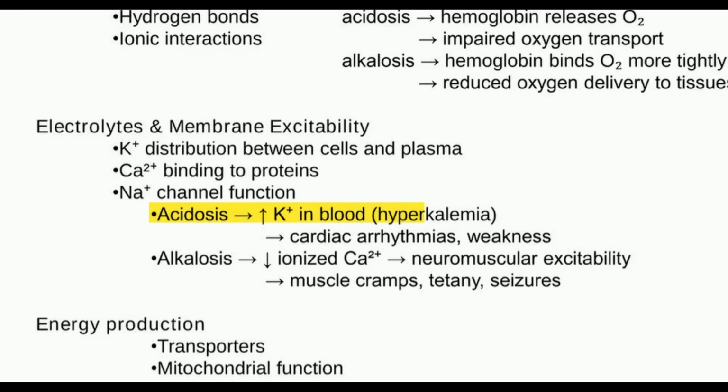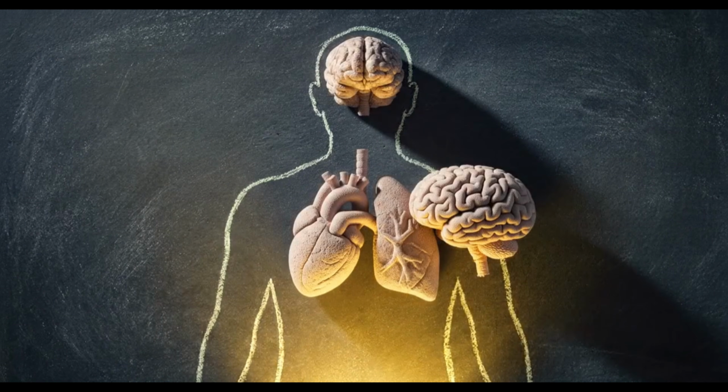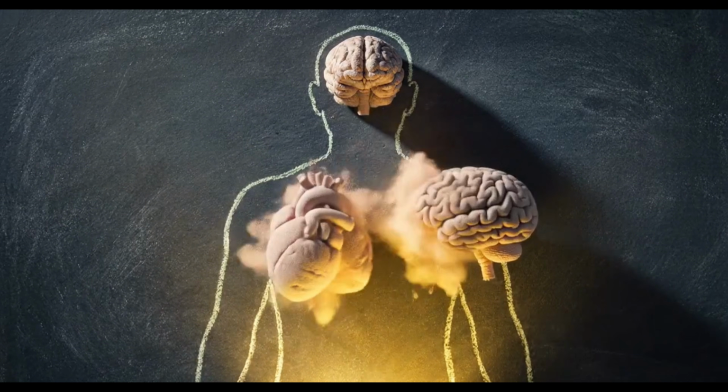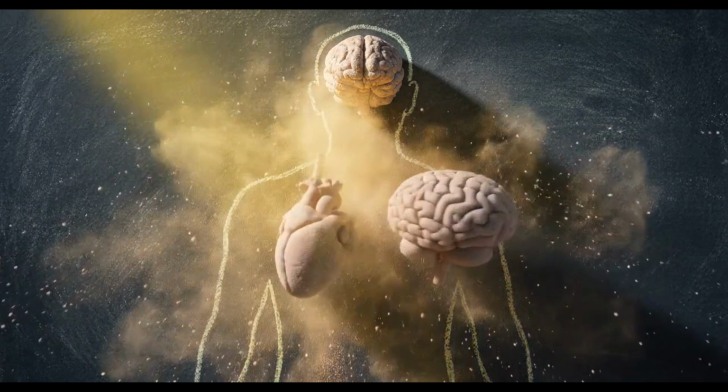Systemic acidosis also disrupts electrolytes. Excess protons force potassium into the plasma, leading to cardiac arrhythmias. Alkalosis is equally destructive, causing a drop in ionized calcium. This increases neuromuscular excitability, leading to muscle cramps, tetany, and seizures. A shift in pH is not just a chemical change, it is the physical trigger for cascading systemic organ failure.